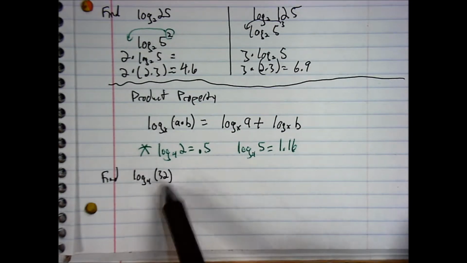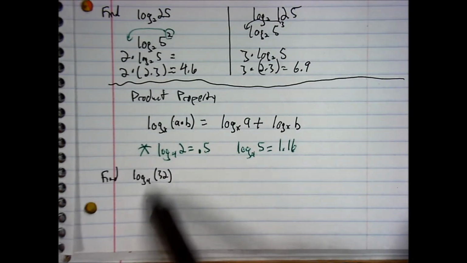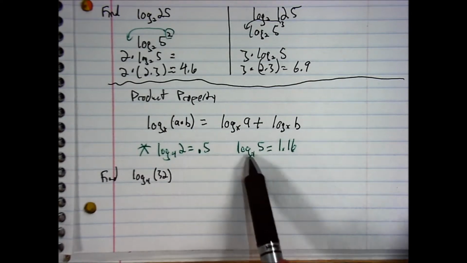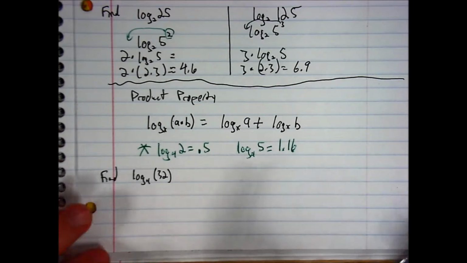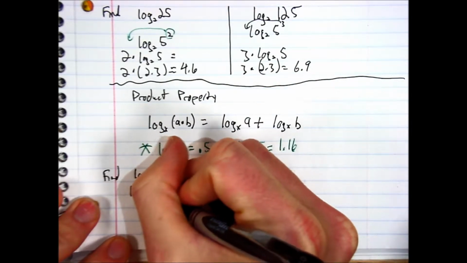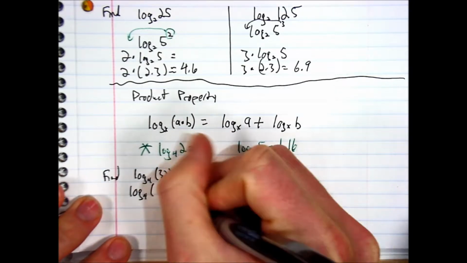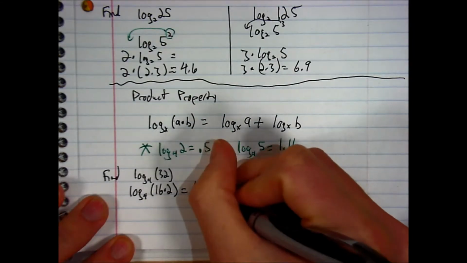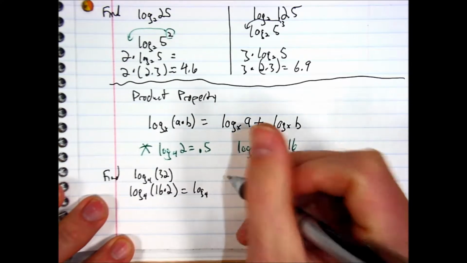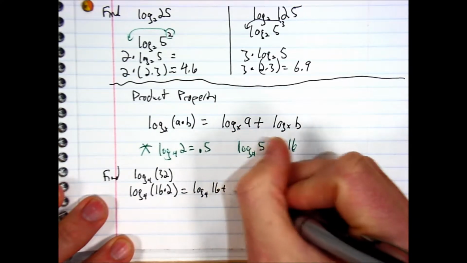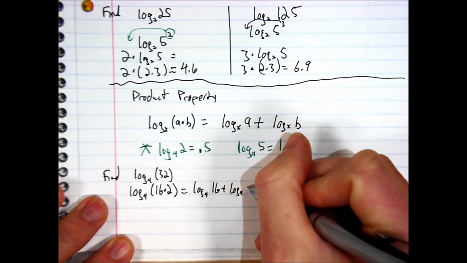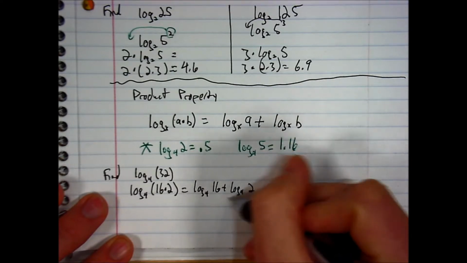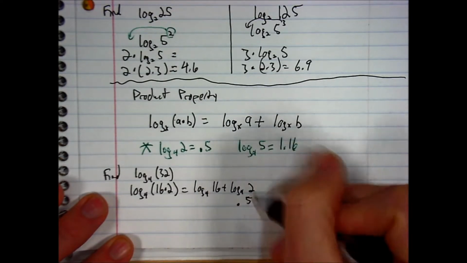Alright. So I need to either split it up into a product with 2 or a product with 5. So 32 can't be split up into something times 5. So let's go with 2. Okay? So this is log base 4 of 16 times 2. And then we'll split those apart to log base 4 of 16 plus log base 4 of 2. We're going to rewrite this one. Well, we already know what this is, right?